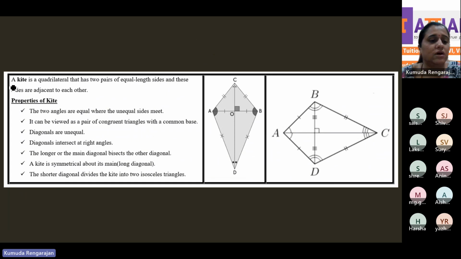So here, a kite is a quadrilateral that has two pairs of equal sides. No pair of opposite sides is parallel. These are the properties of a kite.